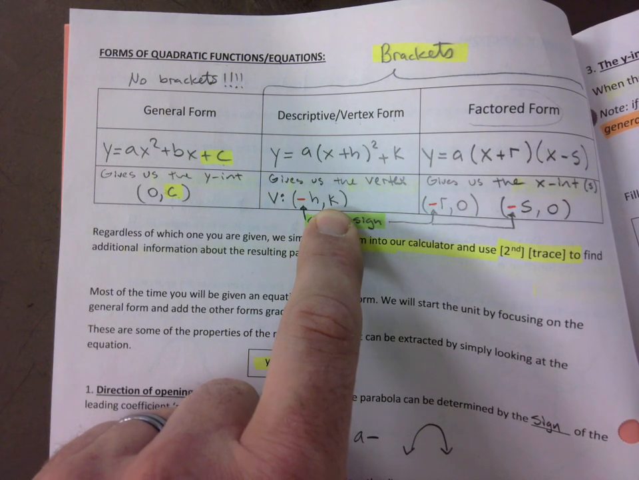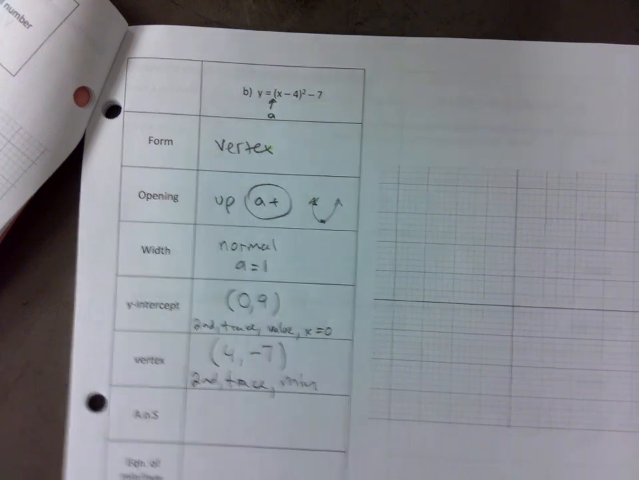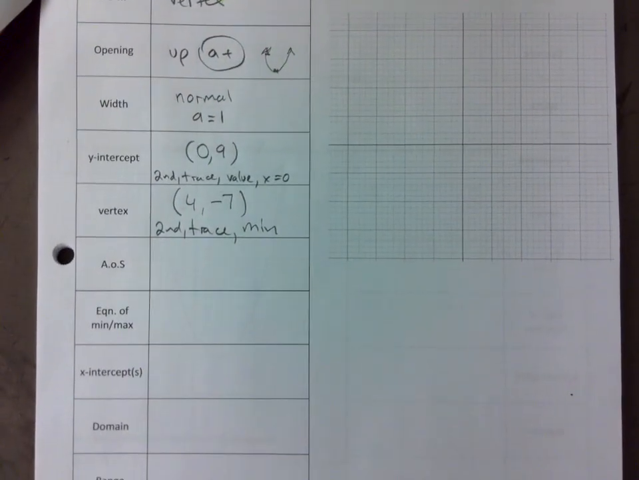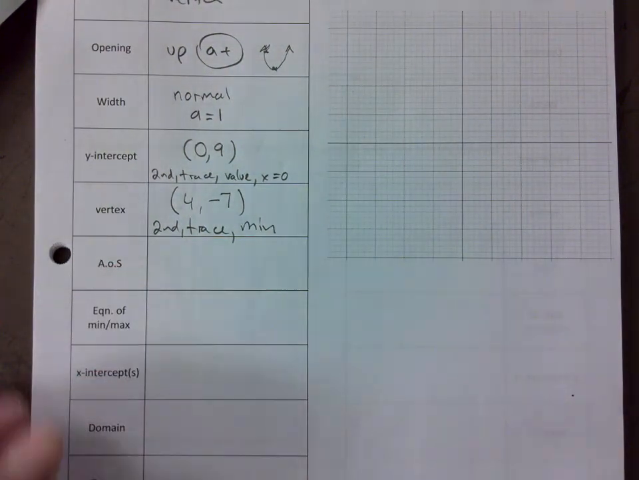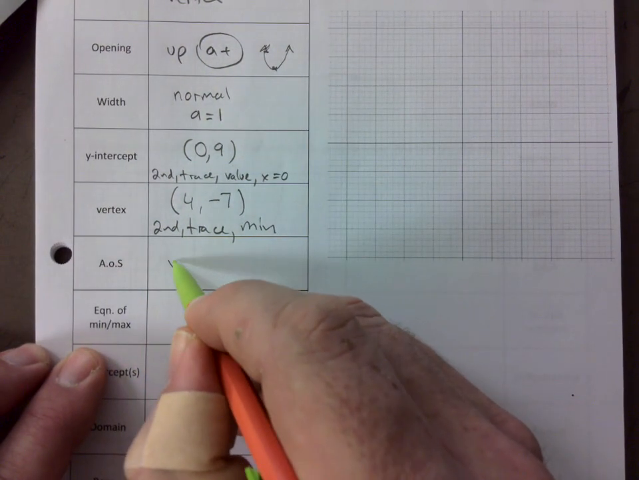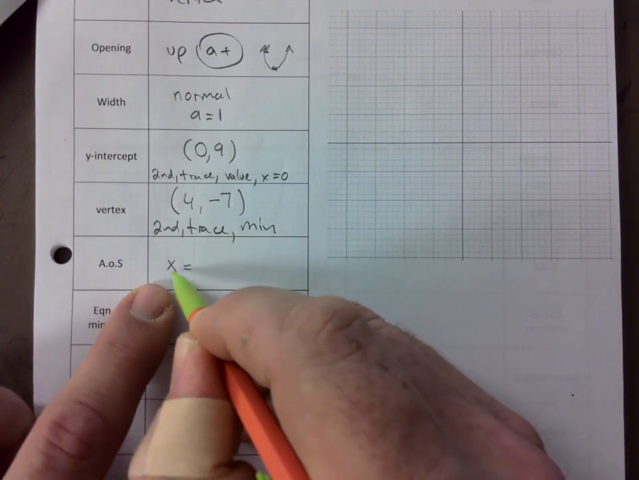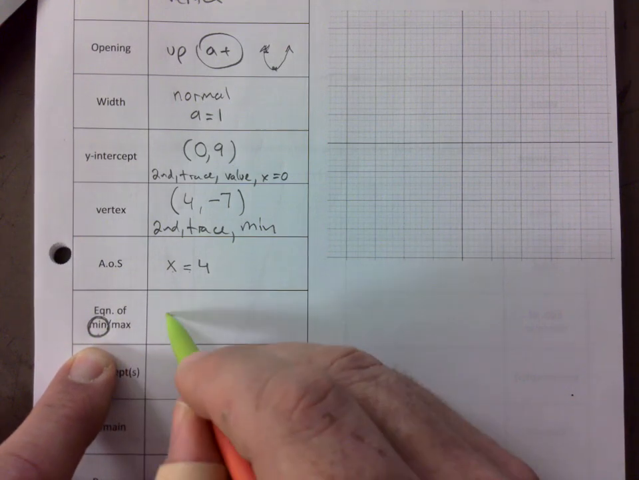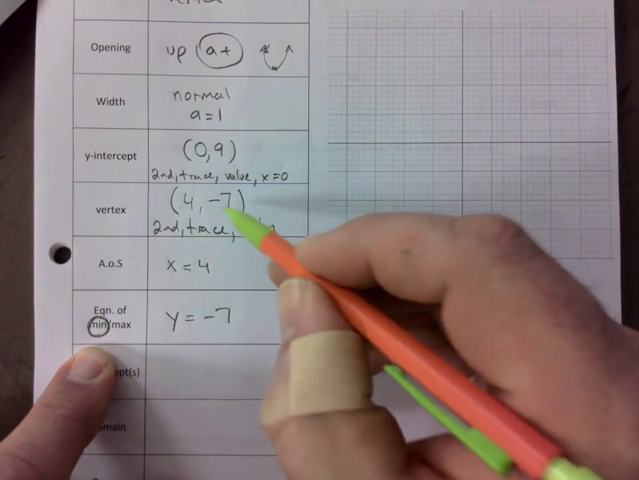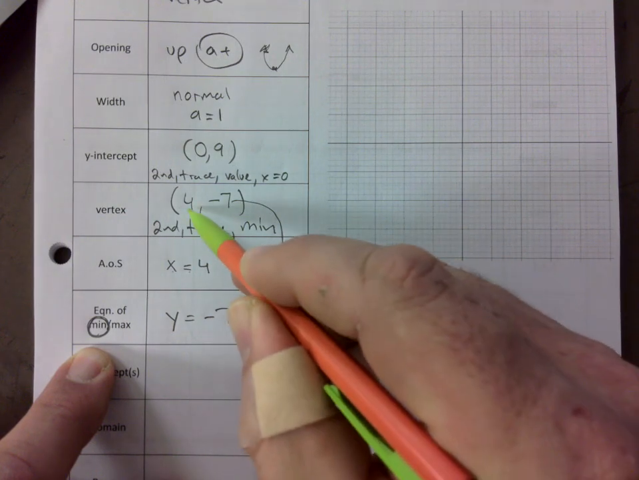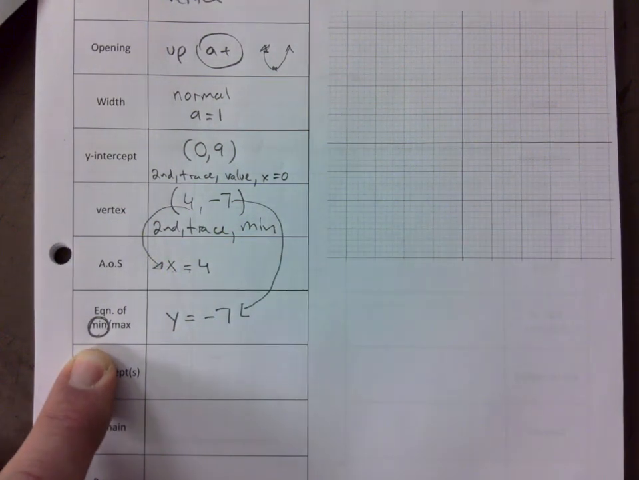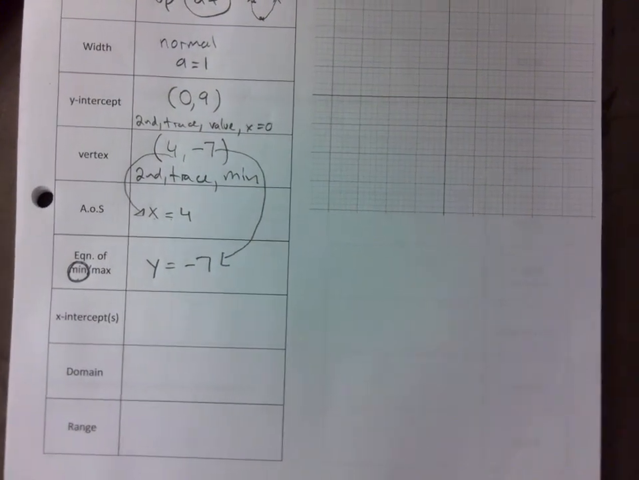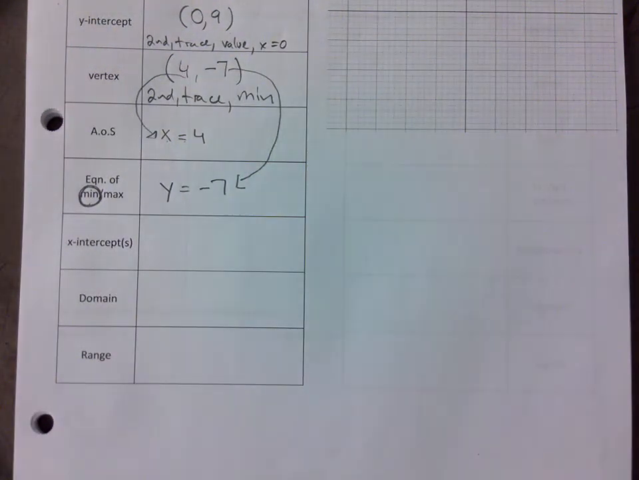All right? Okay? Let's continue our journey. Axis of symmetry and equation of max or min. This is going to be a vertical line, so it's x is equal to 4. The equation of the minimum, circle min, is going to be y is equal to -7. So I basically take the -7 and the 4 to come up with those answers. Okay, those are imaginary lines. We don't include them in our graphs, but it's a concept you need to know.